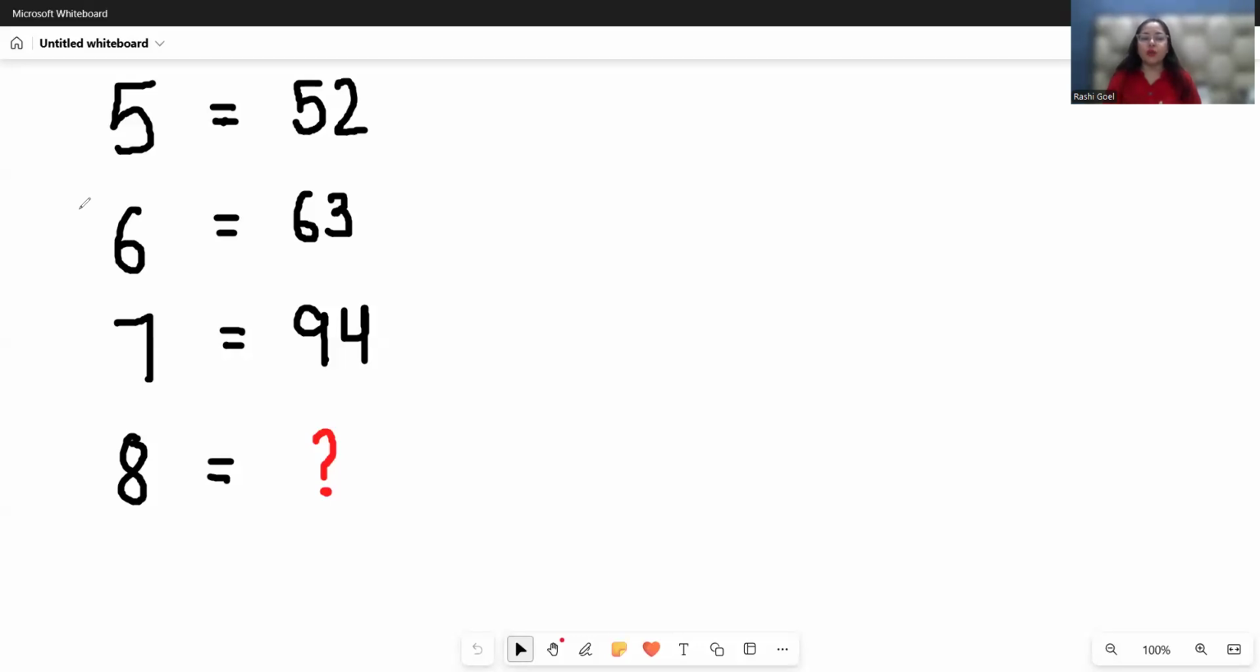5 equals 52. How? We know that the square of 5 is 25. Now if I reverse the digits, instead of 25, I write 52, so yes. So let's check if this is applicable to the next step or not.